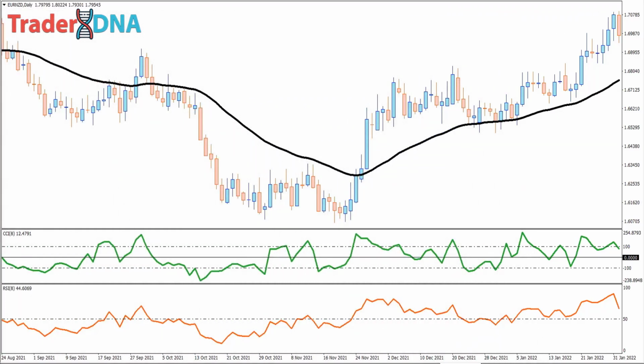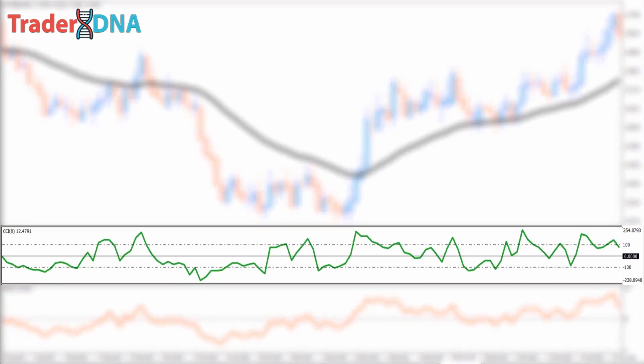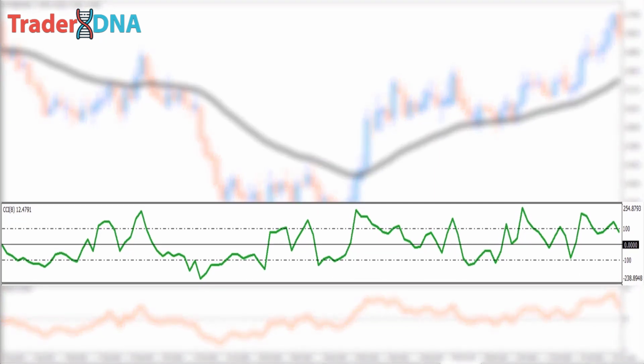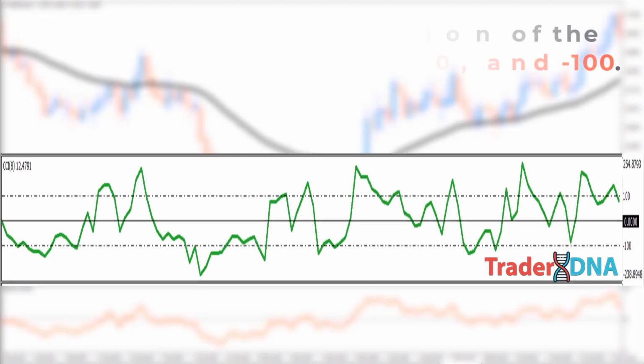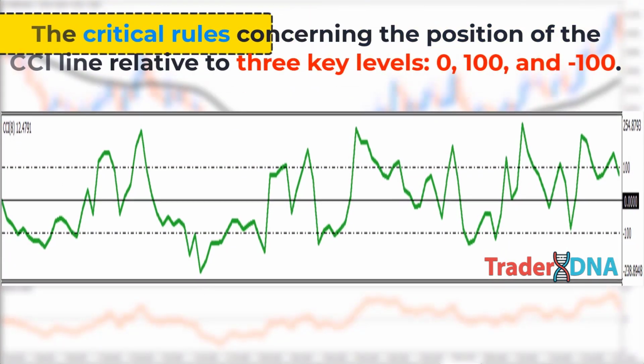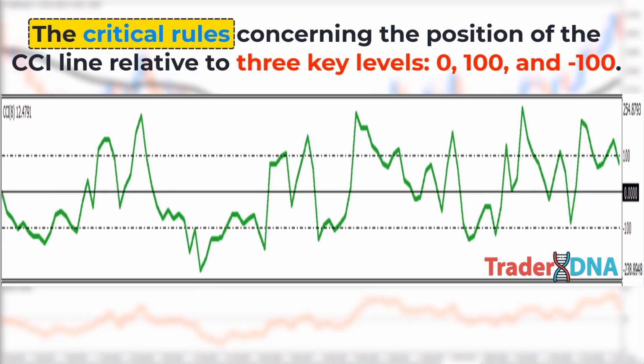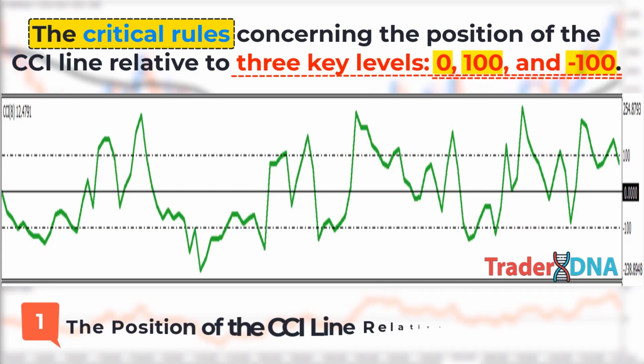Now, let me show you how to effectively utilize the CCI, Commodity Channel Index indicator, within this strategy. To fully grasp the use of the CCI in this approach, you need to understand a few critical rules concerning the position of the CCI line relative to three key levels: 0, 100, and -100. So, 1. The position of the CCI line relative to level 0.